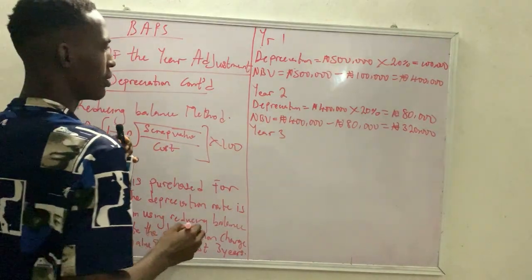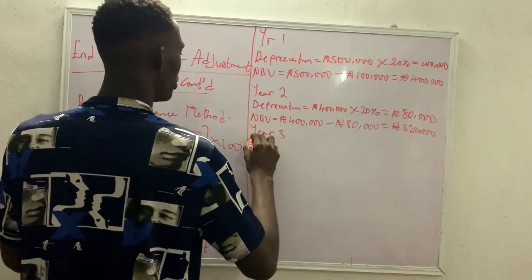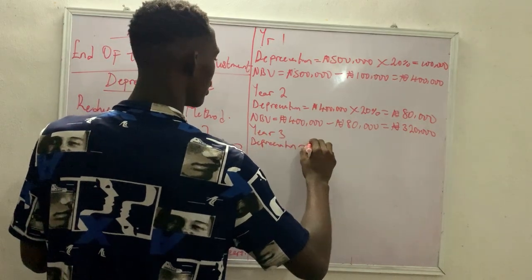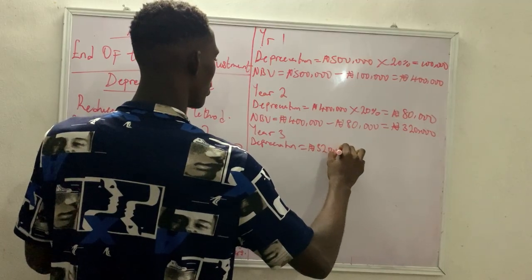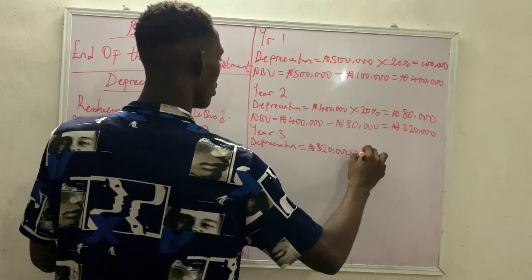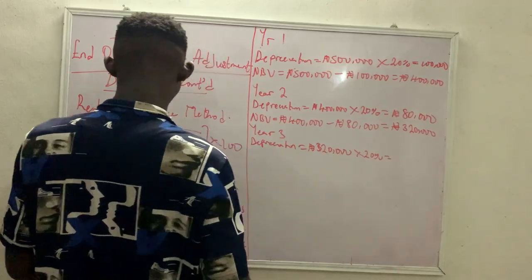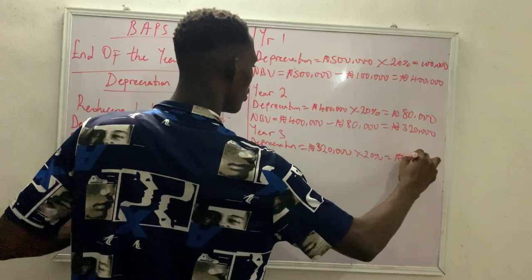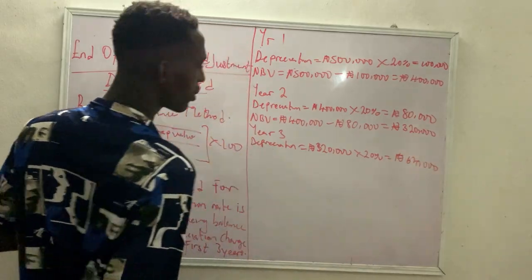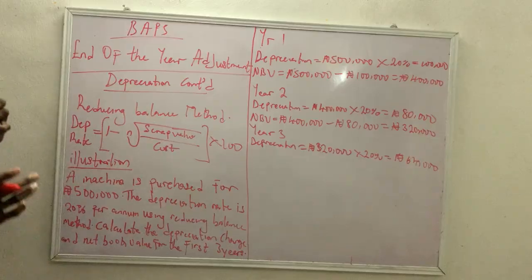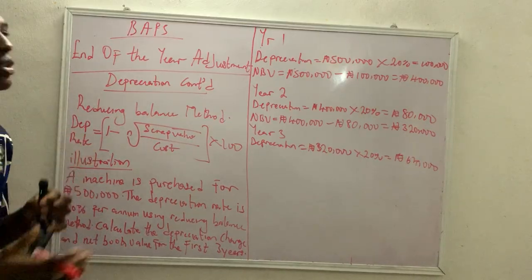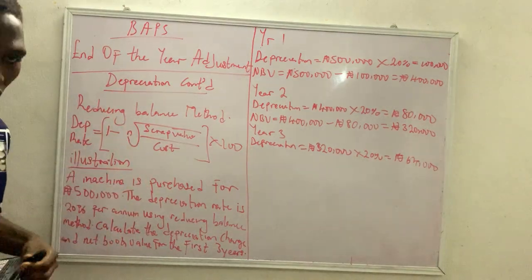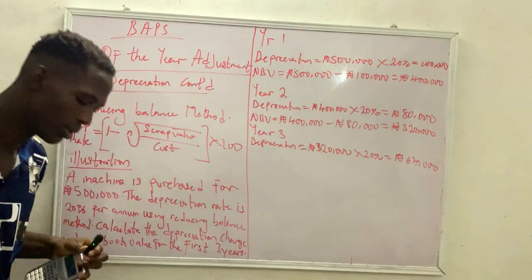Then for our year three, our depreciation will be 320,000 naira times our 20%. So that will give us what? 64,000 naira. As you can see, our depreciation charge for each year keeps reducing by certain amounts. The net book value is reducing. The depreciation charge is also reducing with it. That's what makes it a reducing balance method.